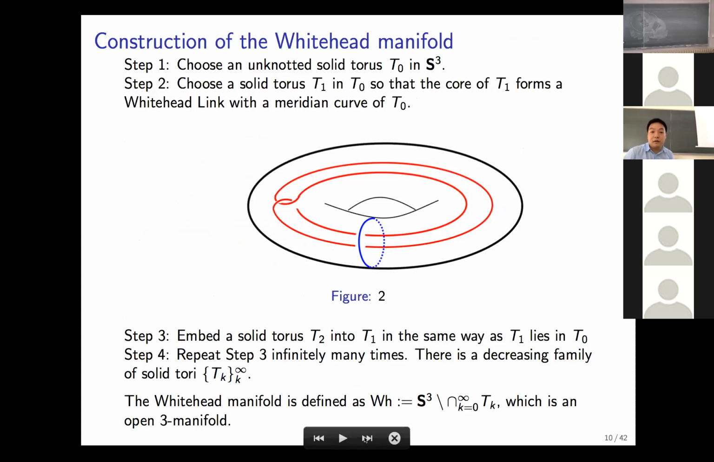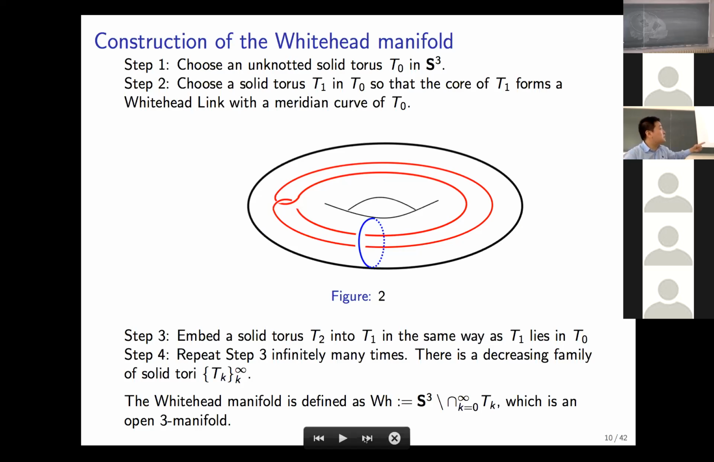From this picture, we can say the solid torus is N_k, and the red curve is N_{k-1}. D_k is a disk bounded by this blue curve. So we know this disk intersects the red curve at 2 points. Roughly speaking, we know D_k intersect N_{k-1} has 2 components.